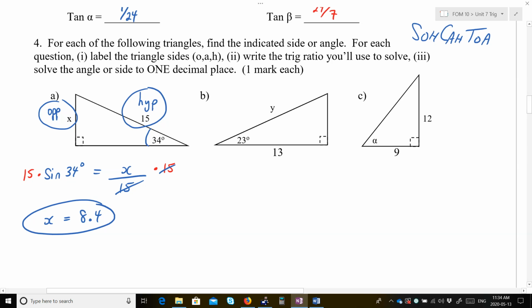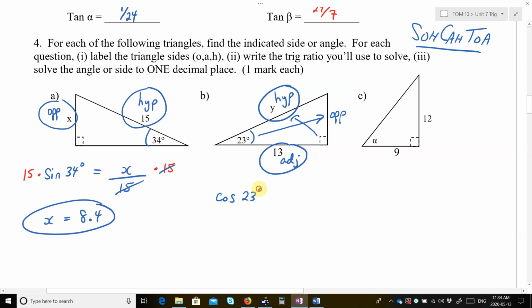All right, let's get on to letter B. We're trying to find y there. There's the 23-degree angle. This is the opposite side. Across from the 90 is the hypotenuse, which is what we're trying to find, leaving this side to be adjacent. So we're working with adjacent and hypotenuse, which comes from cos. So cos of 23 degrees is equal to 13 over y.